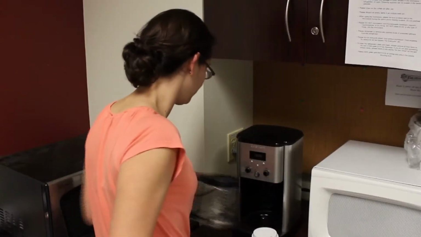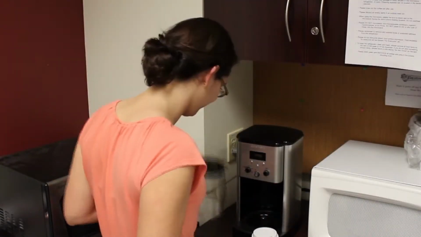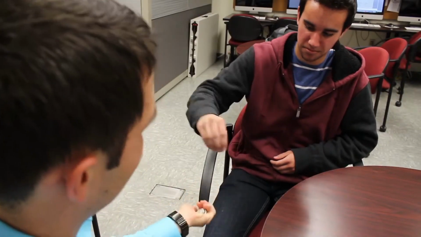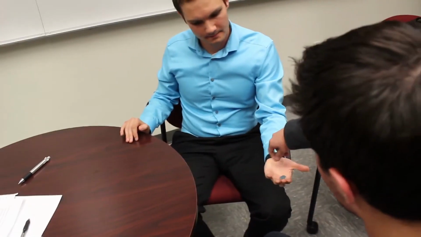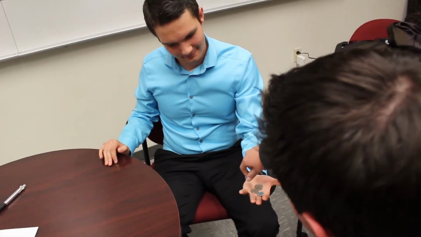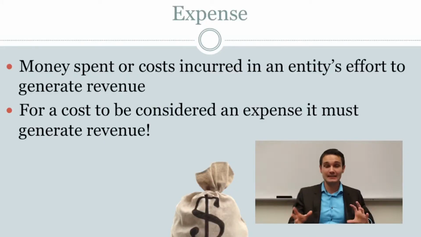So let's use an example. Let's say I own a coffee shop. Anytime I pay my employees, I pay for inventory, the coffee beans, or I pay my rent, I have incurred a cost. For expenses, cash doesn't necessarily have to be instantly sacrificed.